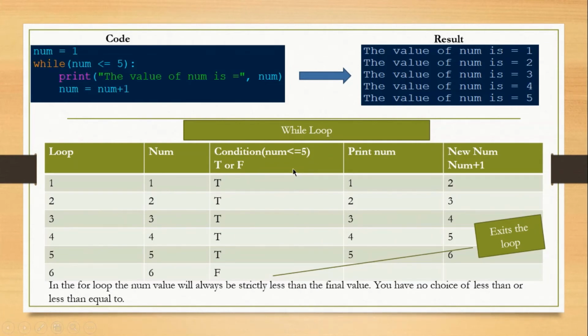And over here in the while loop, we have the option of less than or less than or equal to. If it was only less than over here, then it would have exited the loop at 5 only, so the result would be 1, 2, 3, 4. In the for loop, the num value will always be less than the final value. So it's always going to be less than 5 in the for loop. You have no choice of less than or less than or equal to.